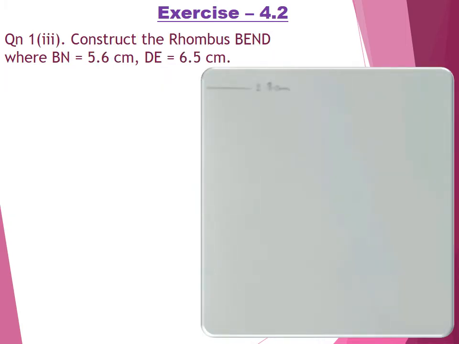Exercise 4.2, question number 1-3. According to the question, we have to create a rhombus with the name BEND, where the length of the two diagonals are given. That is, one is 5.6, another is 6.5. Let us draw the rough diagram first.